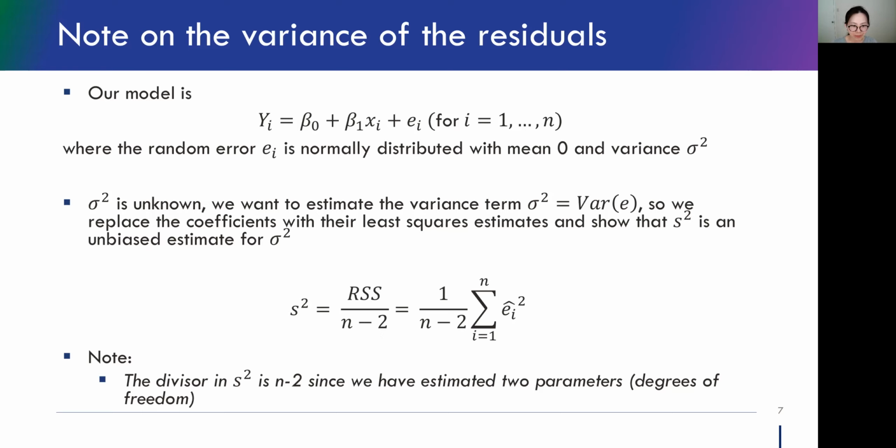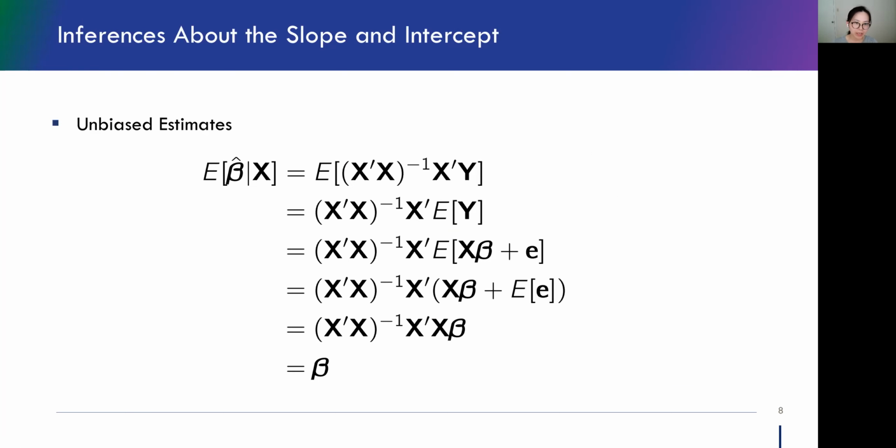Okay, so this is our estimate for sigma square. Next we will check this estimated slope, the estimated parameter beta hat. Notice that this beta hat is a vector, which includes both the slope and intercept. And here I'm showing you that our least square estimates are unbiased estimates, which means when we take the expectation of this beta hat given x, we will get the population parameter. So that means they are unbiased.